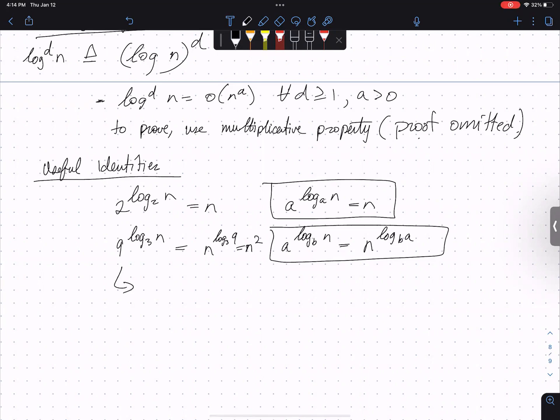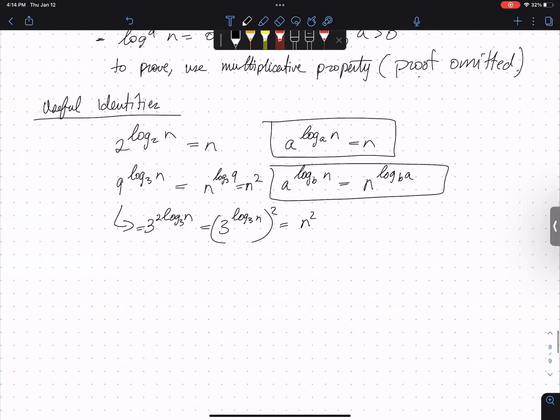If you're curious, 9 is 3 squared, right? So I can write it like this: log base 3 of 3 squared, which, applying the first property, gives n squared. So if you're just curious for the intuition behind that.